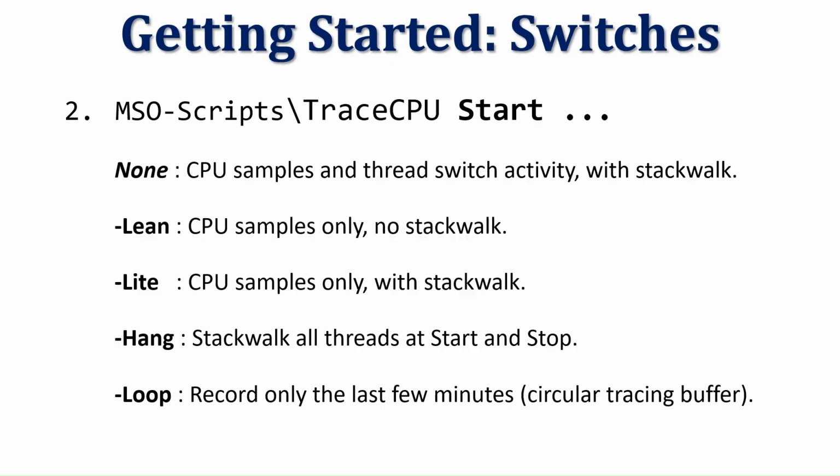The default collection mode for TraceCPU with no switches is CPU samples and thread switch activity with stack walks. That's quite a bit of data logging, so you wouldn't collect in this mode for longer than a minute or two. The start command has these 4 optional switches to reduce what data gets logged. You'd use the -hang switch when your application is hung or deadlocked to see where each thread is waiting. There are also switches specifically for C# code, which is -clr, and for JavaScript, which is -js.